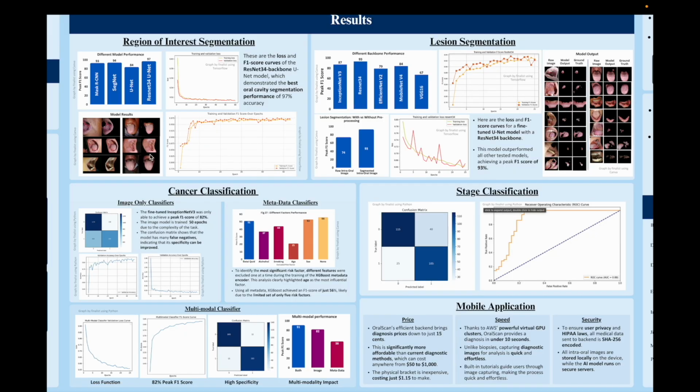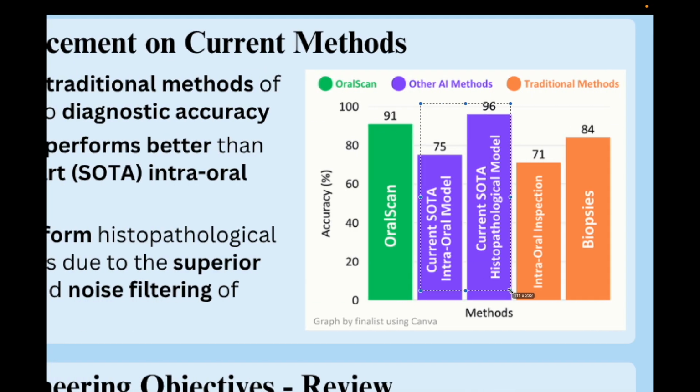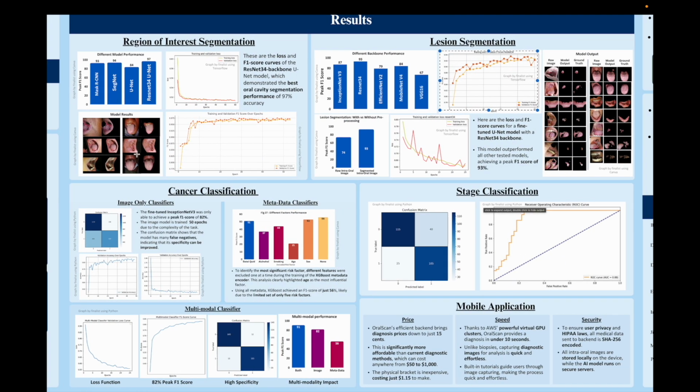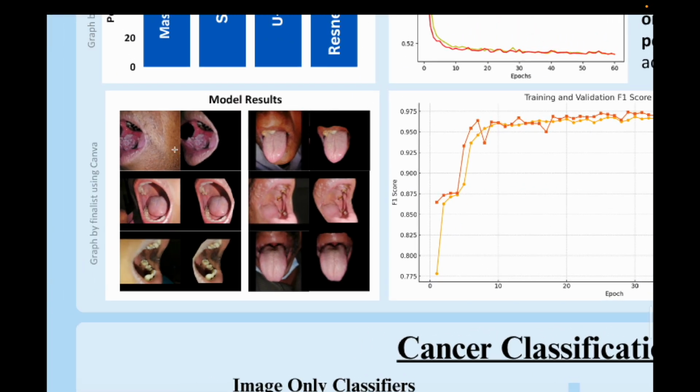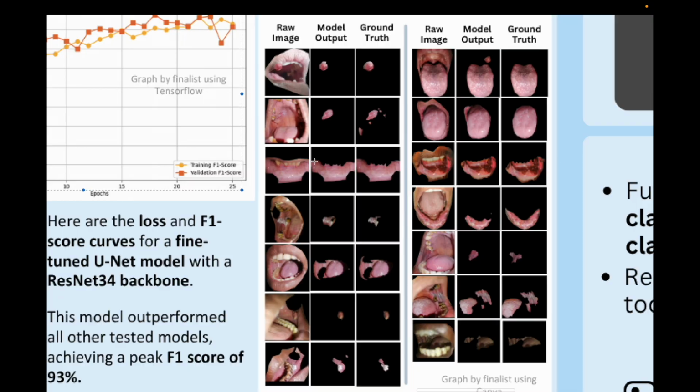The result? An oral cavity segmentation model running at 97% accuracy, and a cancerous lesion segmentation model running at 94%. Both of these models outperformed every industry benchmark, including both state-of-the-art AI models and doctor-facilitated intraoral inspections. As you can see on this result board, here's the performance breakdown for oral cavity models, and here are the results for the abnormal lesion classification model.